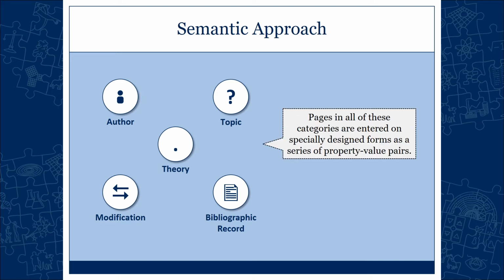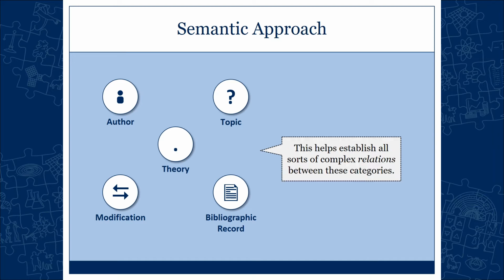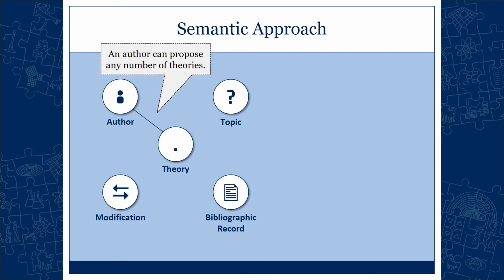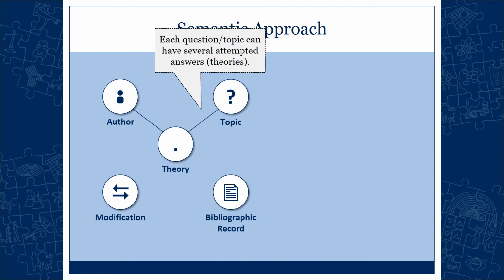So pages in all of these categories are entered on specially designed forms as series of property-value pairs, just like the ones you have seen. Now, this helps establish all sorts of complex relations between these categories. If you put theory as the center of your analysis, then you'll see that an author can propose any number of theories. So there's this relation between theory and author. Each question or topic can have several attempted answers, several theories that try to answer that question.